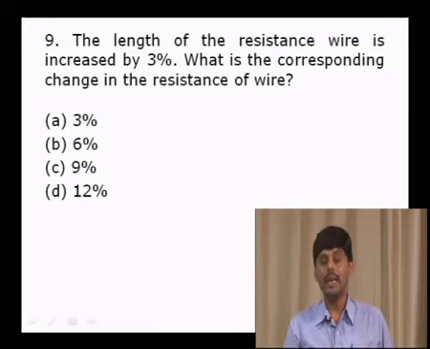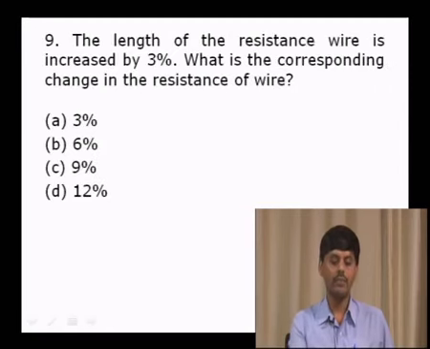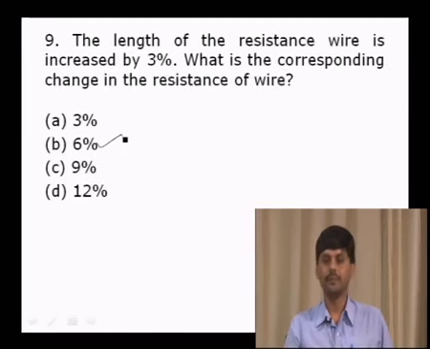Say for example, if x% of length is increased, its new resistance increases by 2x%. By taking the help of that concept, we can easily solve this question. That is, when a wire is stretched to increase its length by x%, its new resistance will increase by 2x%. Therefore, 2 into the original 3%, 2 into 3 is equal to 6%. Therefore, the correct option for this is B.